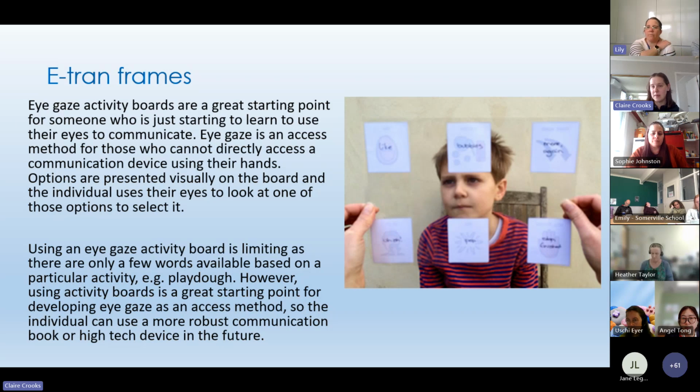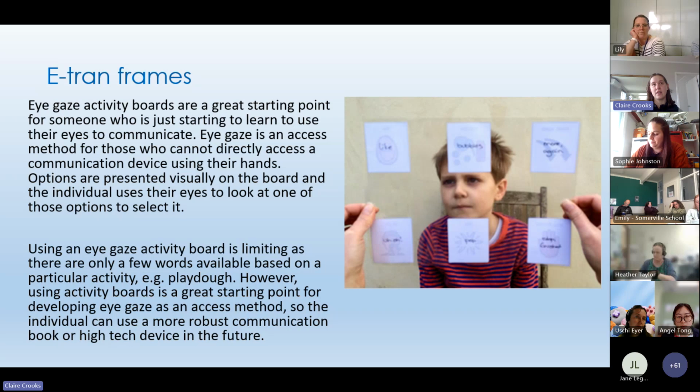If you're going to do both, you just want to make sure you're consistent as well. So if your yes is on the left with your lanyard, then it also needs to be on the left of your eye gaze, your ETRAN frame. So just making sure you've got that marrying up. Yeah, so that they get that motor planning of I look left for yes and right for no, or whatever it might be. Yeah, exactly.